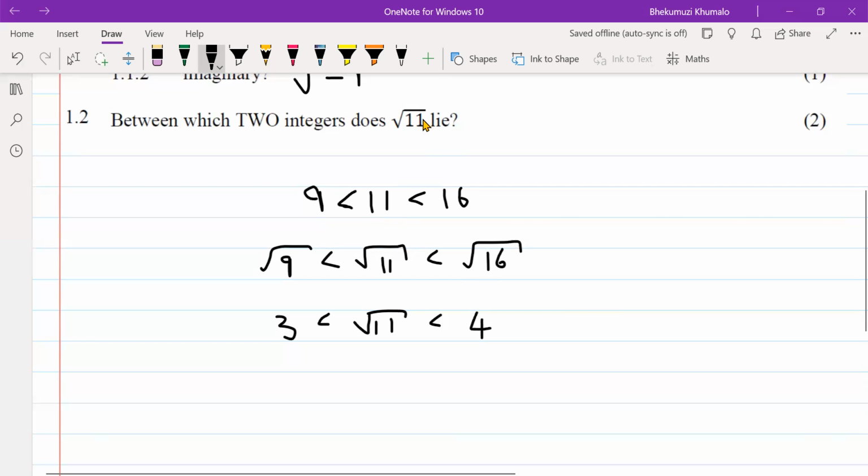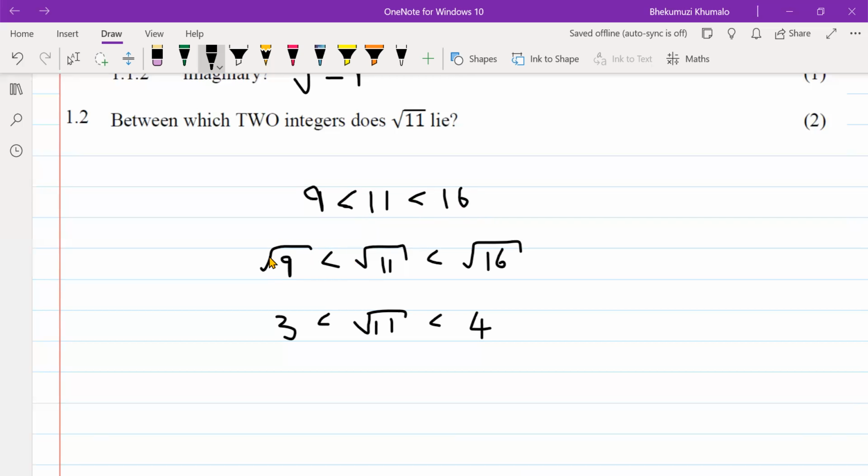So what do we do? We take the number inside the square root, right? And we look at the number inside the square root and we ask ourselves, what is the closest perfect square to 11? What is the biggest perfect square that is smaller than 11? So the closest but smaller than 11 is 9, because 3 times 3 is 9. But also at the same time, 16 is 4 times 4, which is bigger than 11, right?